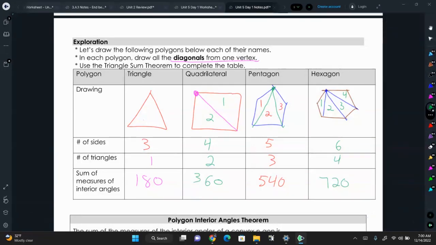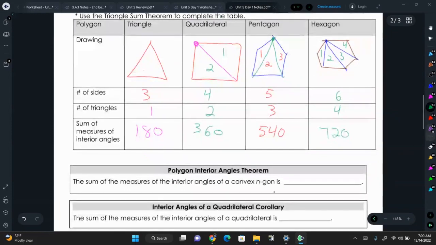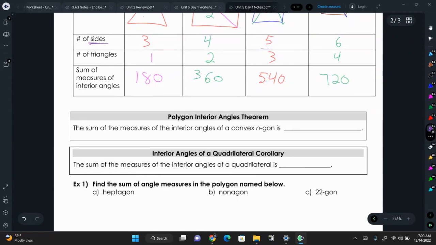So you can see the relationship here that the number of triangles in these shapes is going to be the number of sides minus 2. 5 minus 2 is 3. Then if we have 3 triangles, we multiply 3 by 180. So what that gives us is a formula down here. The sum of the measures of the interior angles of a convex n-gon, or any polygon, is (n minus 2) times 180, where n right here is the number of sides.